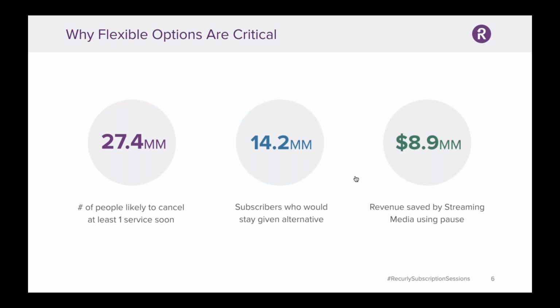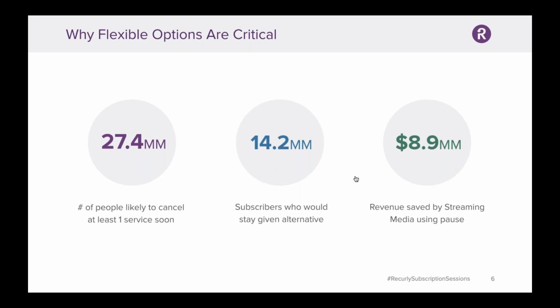When we look at voluntary churn, we think it's important to understand the scope of the problem and ways that we can mitigate that voluntary churn by creating flexibility in your subscription and in your account management process for your end subscribers. So we looked again, we're very data-driven at Recurly.